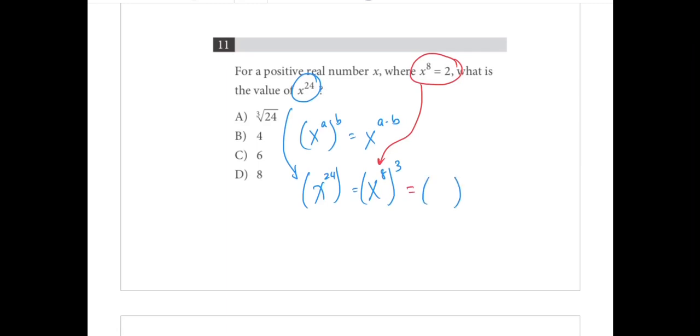Now I'm going to go ahead and replace x to the 8th with 2. And by substituting that in, I now just have a problem that says 2 to the power of 3. Now be careful, that's not 6. It's actually 2 times 2 times 2, which is 8.